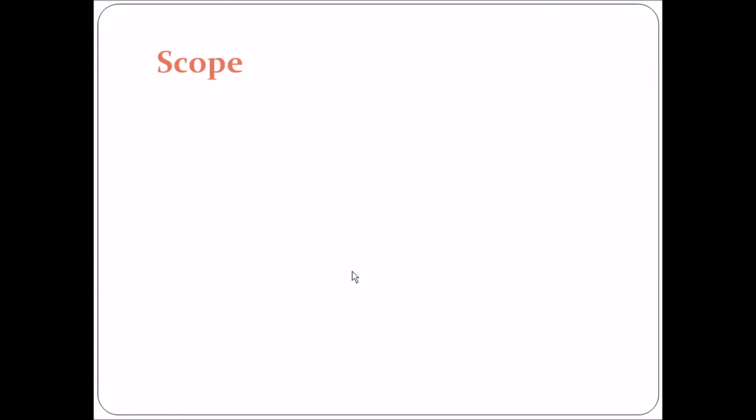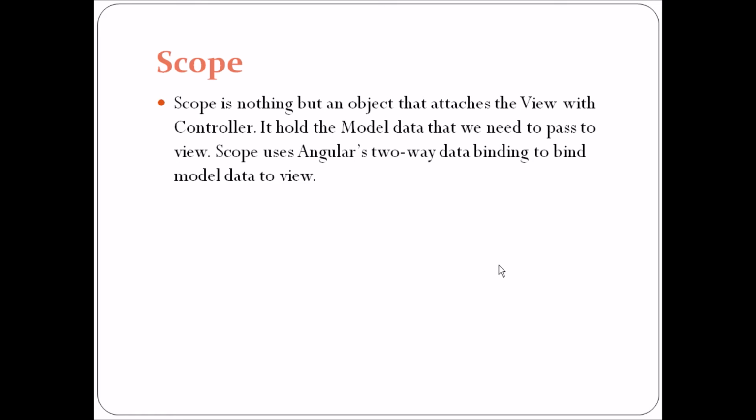What is scope? Scope is nothing but an object that attaches to the view. It holds the model data that we need to pass to the view. Scope uses AngularJS two-way data binding to bind model data to the view. Scope is the binding part between the HTML view and the JavaScript controller.